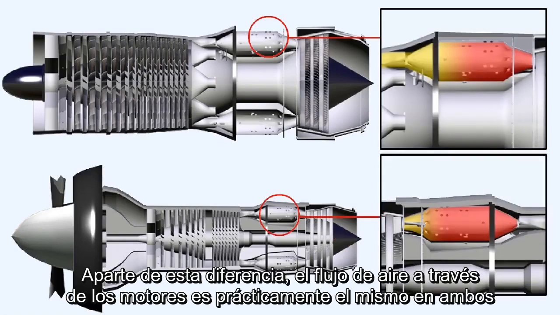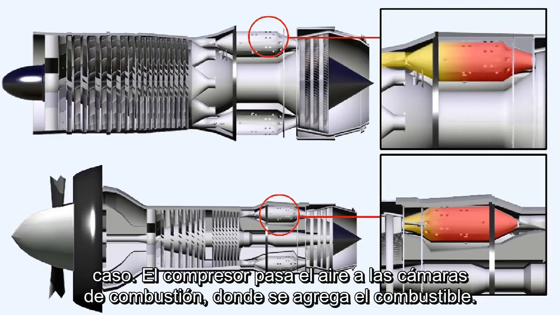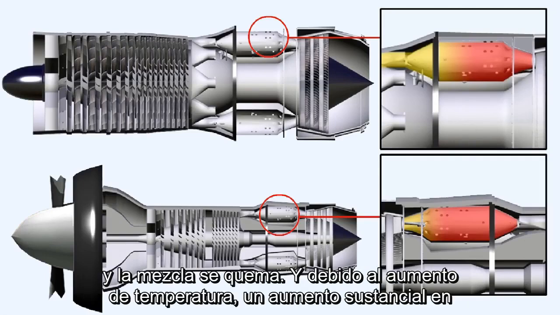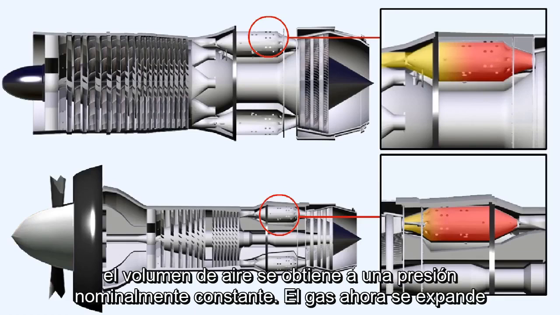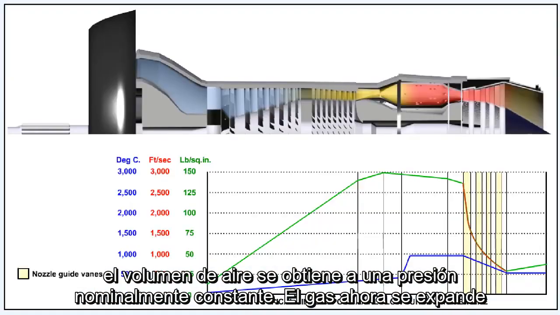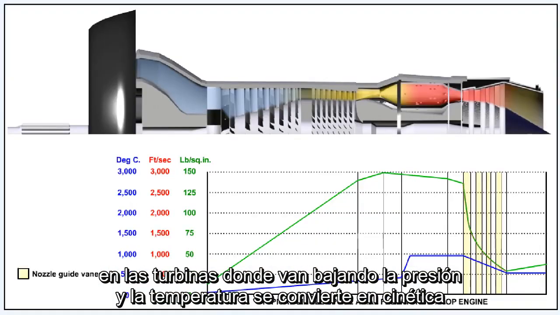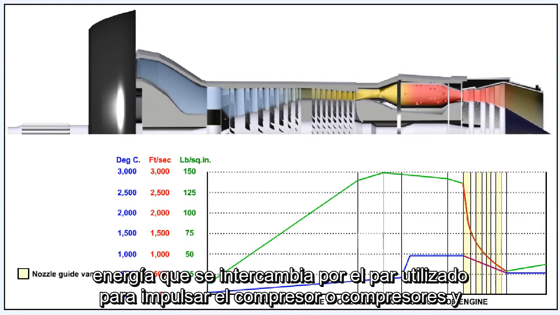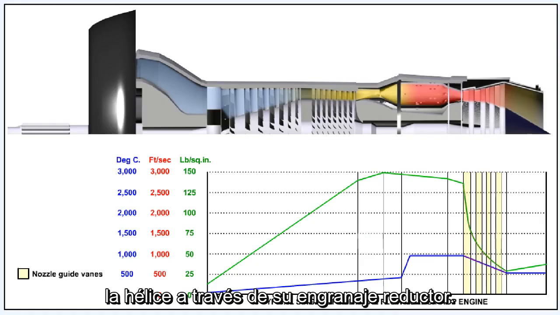Apart from this difference, the airflow through the engines is virtually the same in either case. The compressor passes the air to the combustion chambers where the fuel is added and the mixture is burnt, and because of the temperature rise, a substantial increase in the volume of the air is obtained at a nominally constant pressure. The gas is now expanded in the turbines, where a drop in the pressure and temperature is converted into the kinetic energy which is exchanged for the torque used to drive the compressor, or compressors, and the propeller through its reduction gear.